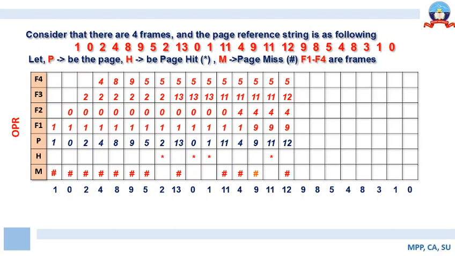Now there is a page reference to page number 9. Since 9 is already available in the memory, we have a page hit. Since there is a page hit, I need not perform any replacement.